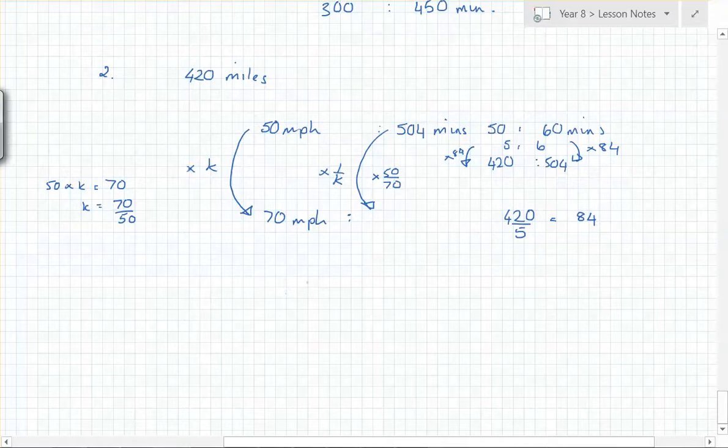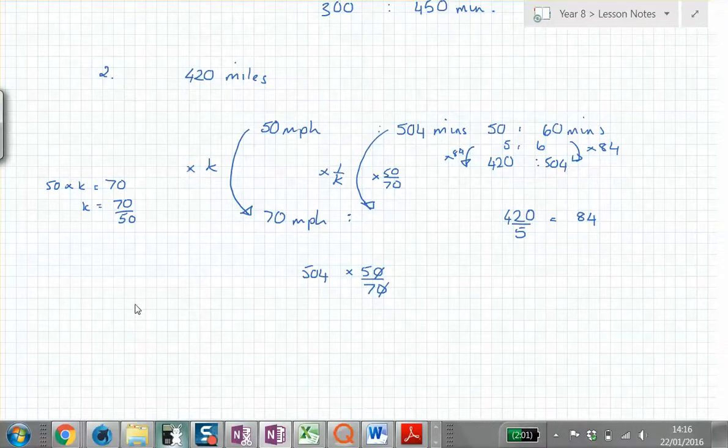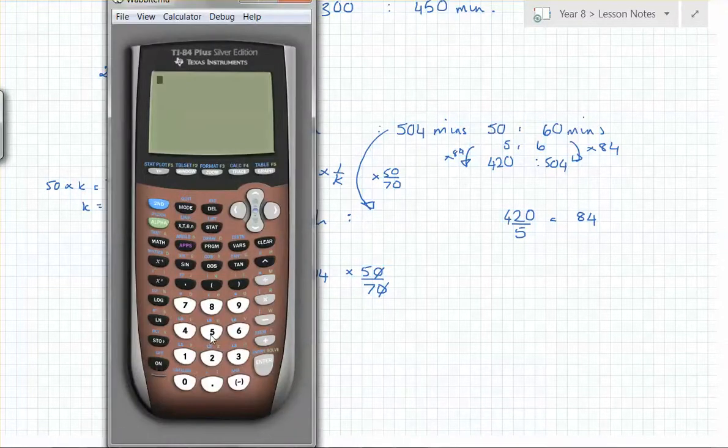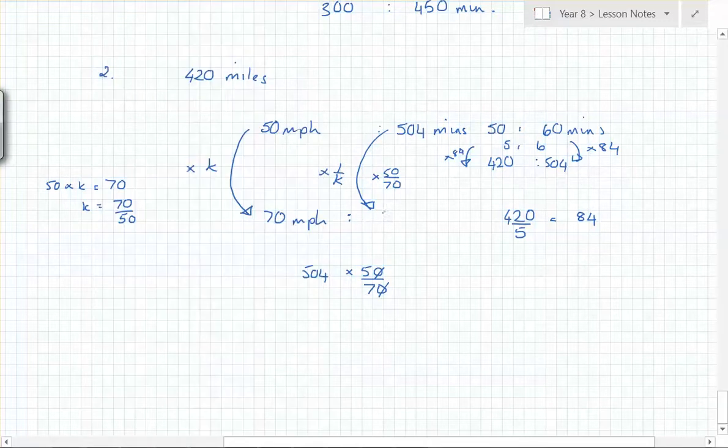You might go, oh, that's not going to be easy, but we've got a calculator. So we do 504 multiplied by 50 over 70, which is actually the same as multiplied by 5 over 7. So let's check whether we get the same answer as you guys. 504 multiplied by 5, enter, divided by 7 equals 360.